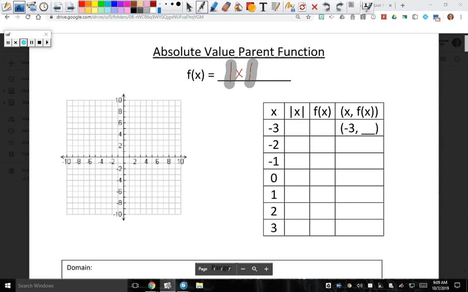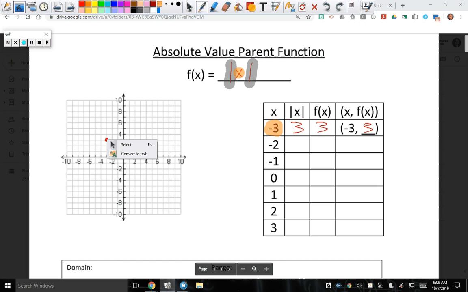Alright, so if I'm looking at these values, and let's say I plugged in negative 3 right here for x, what would I get as an answer? 3. Okay? So I'm going to get a positive 3. That means f of x is equal to what? 3. Therefore, my point is at negative 3, 3. So left 3, up 3. There's where I would put a point.